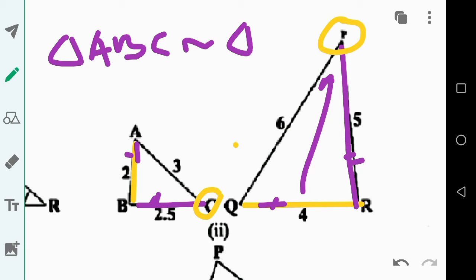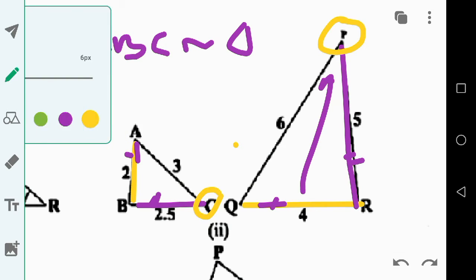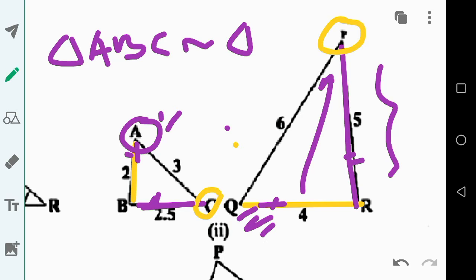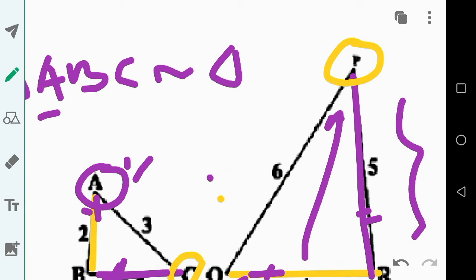Then you see A is opposite to BC. Let me use another color. A is opposite to BC, and here 2 times of BC is PR and opposite to PR the vertex is Q. Vertex Q is opposite to PR, so A is corresponding to Q. So A is written first, so Q must be written first.